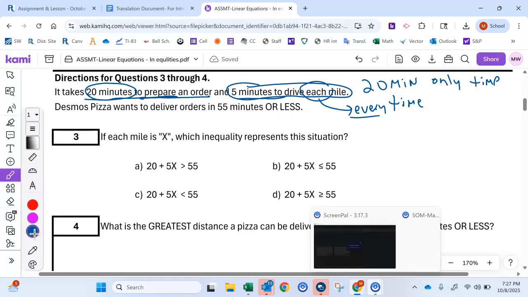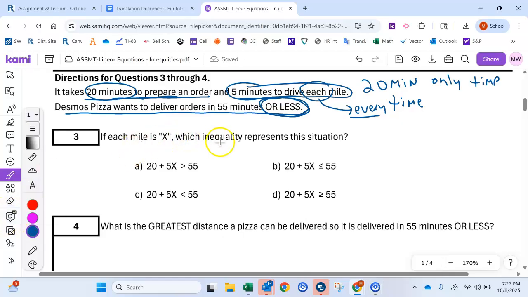So this pizza place wants to deliver its orders in 55 minutes or less. Remember, or less. So we need to make sure we get that. Okay, so if each mile is x, which inequality represents the situation? So we know it's going to be 20 plus, every time they drive a mile, 5 times a mile. So that tells us how much time it's going to take if x is the miles. But it needs to be, and then we know it's going to be 55. So is this going to be greater than 55 or less? Well, we need it to be less, 55 or less. So less is like that.